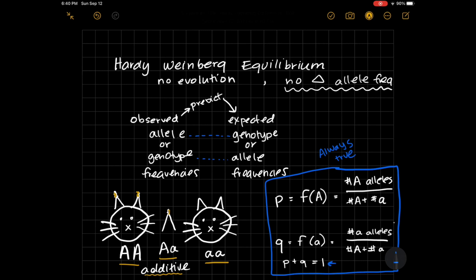So again, the way that you're going to tell is by comparing your observed to your expected. So you'll either start out with your allele frequencies or your genotype frequencies, and you're going to use those to calculate the other end. So if you start out with allele frequencies, you'll calculate your predicted genotype frequencies and see if they actually match what you observe for genotype frequencies.